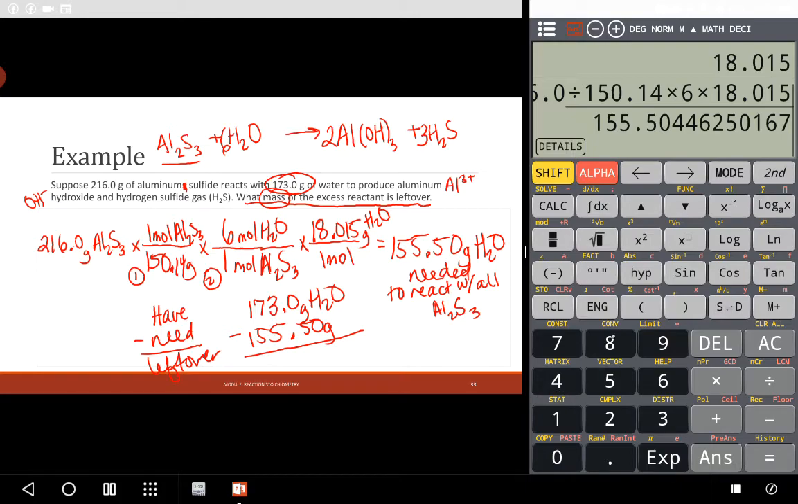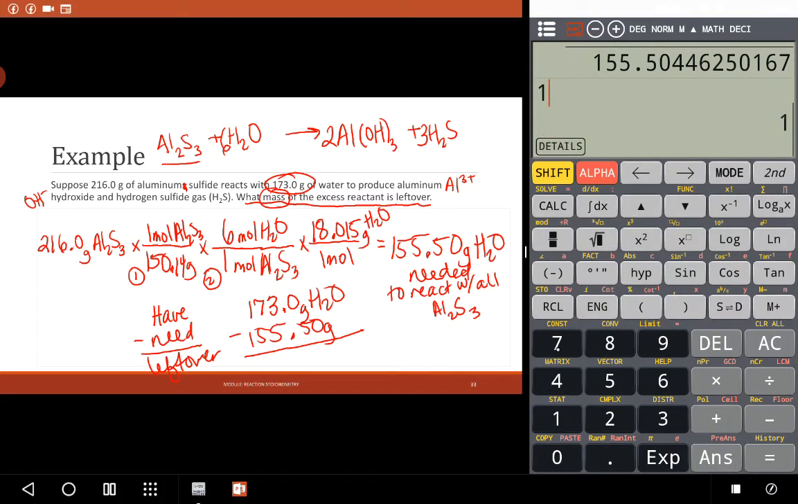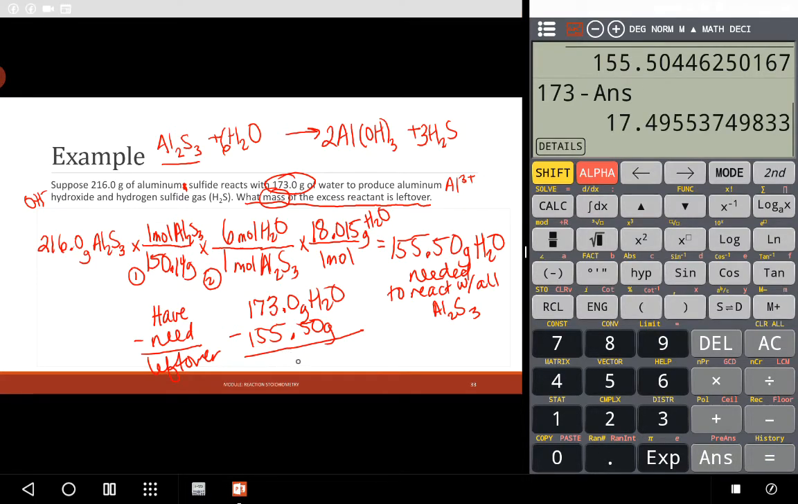So I'm going to do 173 minus my previous answer, and that's going to give me 17.495. And then I got to do my subtraction. Let's see, 4 sig figs here, so that's going to be 1, 2, 3, 4, so that's the 10th place. So that's going to be 17.5 grams of H2O left over.